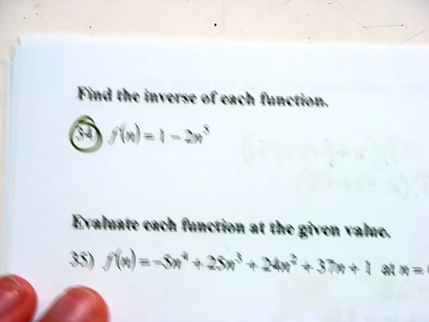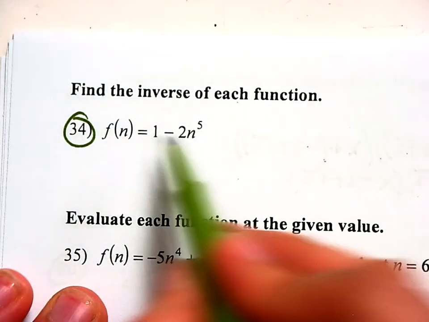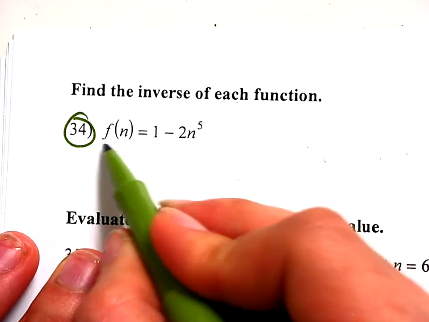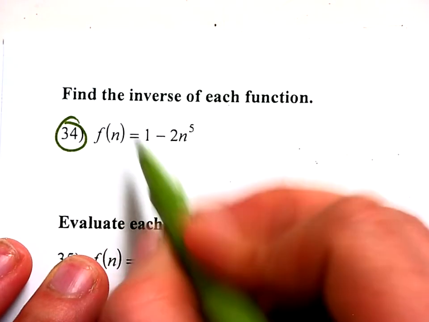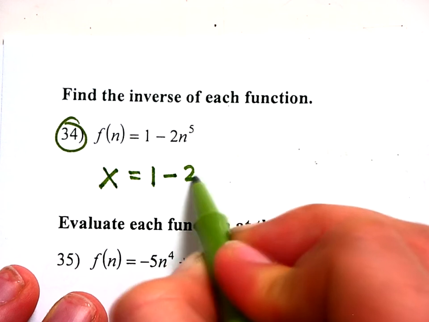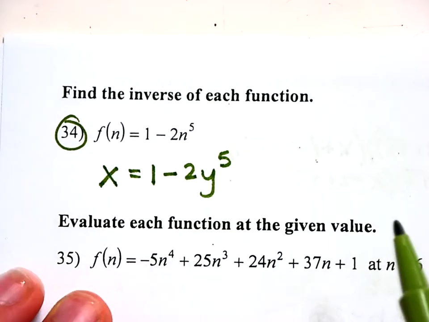To find the inverse of this function, we have to switch x and y, but in this equation we don't have any, so I'm actually going to write this as if there were x's and y's. So I'm going to switch x and y. So x goes here, and y goes here, and then we need to solve for y.